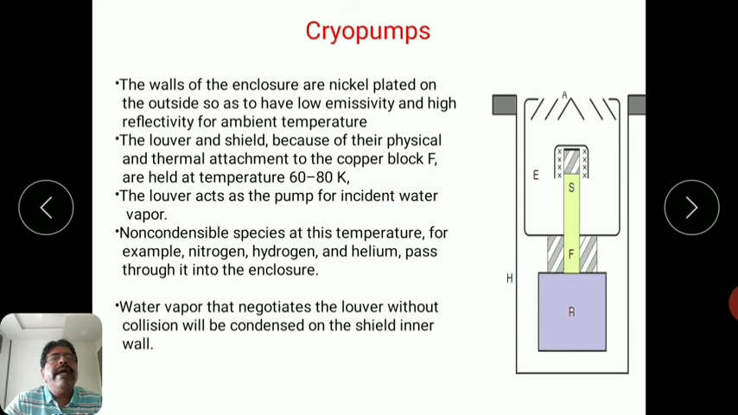Now the louver acts as a pump for incident water vapor. The incident water vapor will be collected at the louver itself. The non-condensable species will enter through it, just like the other gases: nitrogen, hydrogen, helium. Water vapor that negotiates the louver without collision will be condensed on the shield inner walls. So that will be condensed initially here.